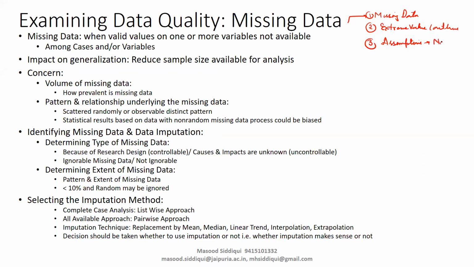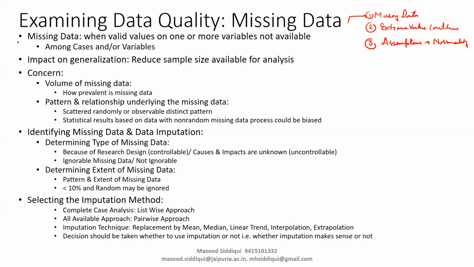Like we want to examine, the most popular assumption to be checked is whether our data is following normality or not. So basically, in this session, we would consider these three aspects. We would examine the volume of the missing data. Next is whether our data is having some extreme values or outliers. And finally, whether some particular assumptions are being met or not.